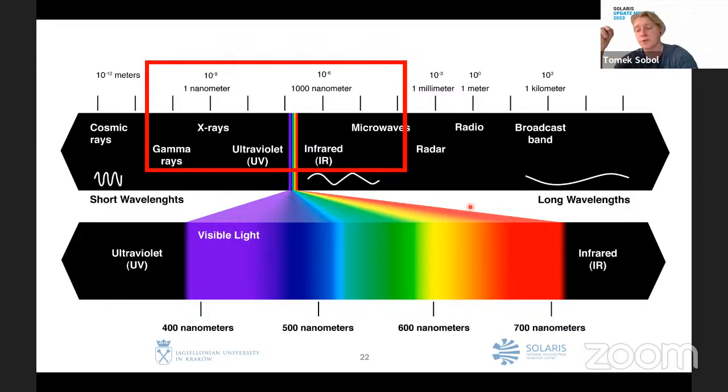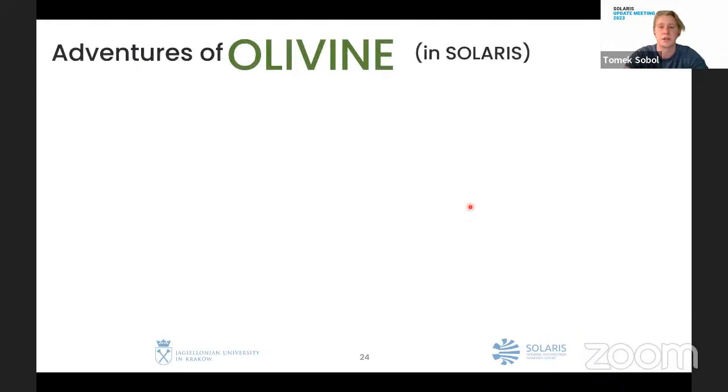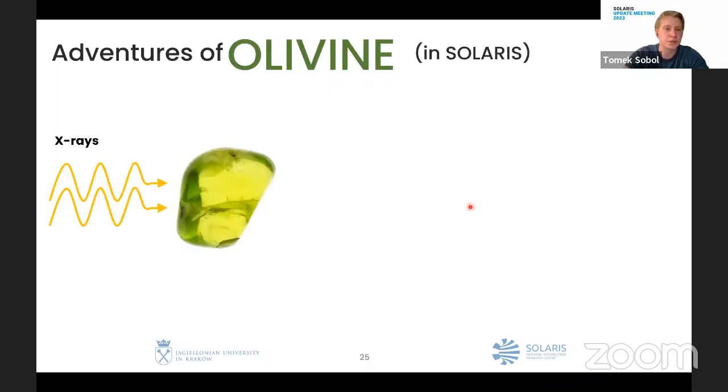And scientists can use all of the spectra in the synchrotrons to measure the properties of the matter, and different types of the effect will be used to check what really our samples are made of. And the adventure of the olivine just started at Solaris. At the beginning, we had the olivine, and we just started to introduce the X-rays into the olivine, and nothing really happened.